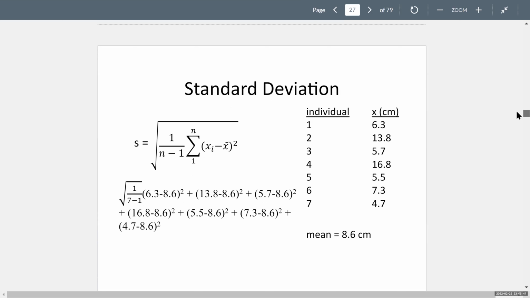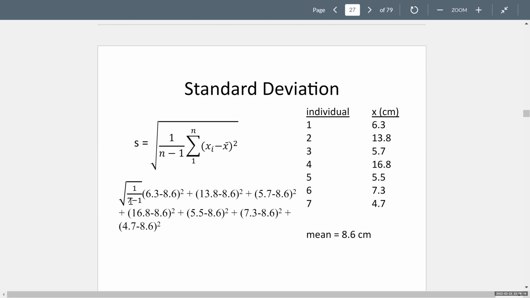So we're going to take the square root of 1 over 7 minus 1. And then we're going to take each observation, 6.3, subtract the mean, 8.6. We're going to square that. And we're going to add it to 13.8. We're going to subtract the mean. We're going to square it. We're going to add that term to the next observation, 5.7. Subtract the mean, square it. And so on, all the way through the data set.